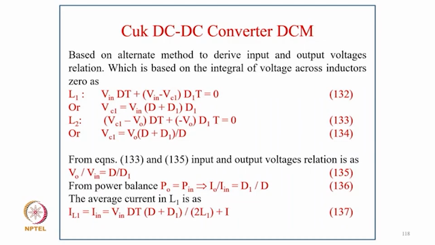Now coming to the operation of the Cuk converter in DCM, based on the alternate method to derive the input-output voltage relation, which is based on the integral of the voltage across the inductor L1 equal to Vin dt plus (V1 minus Vc1) dt1 equal to 0, and Vc1 becomes Vin into (d plus d1) divided by d1, and for L2, (Vc1 minus Vo) dt plus (minus Vo) dt1 equal to 0. So Vc1 from this relation equals Vo in bracket (d plus d1) by d.